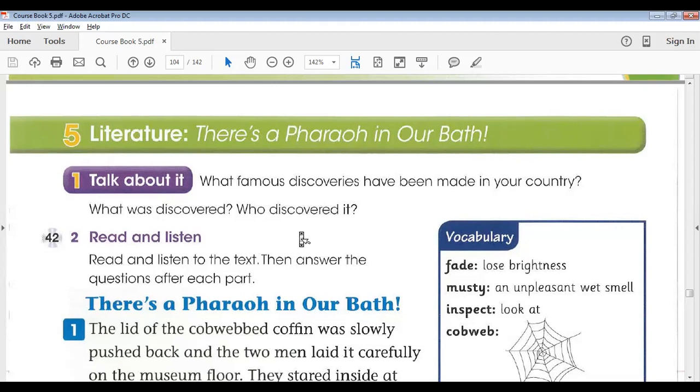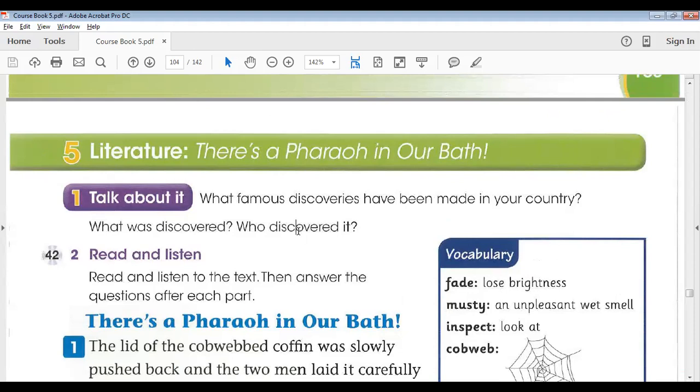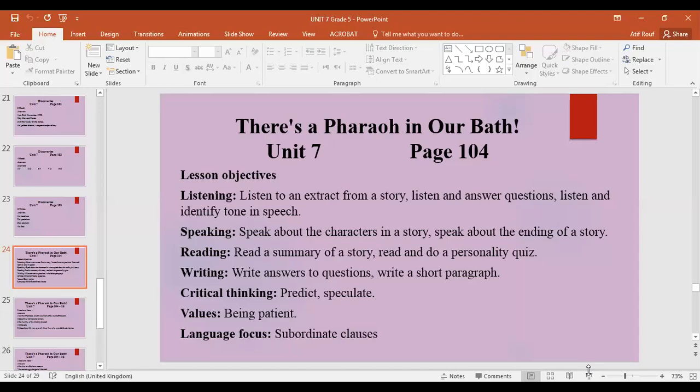Today we started lesson 5, unit 7 of the English student book, page numbers 104 and 105. Before we started the lesson, I discussed the lesson objectives with the class. These are the lesson objectives on your screen right now.